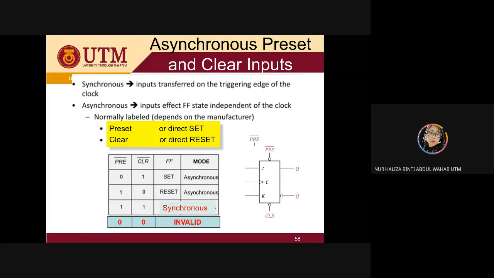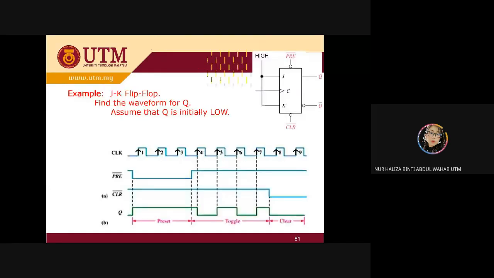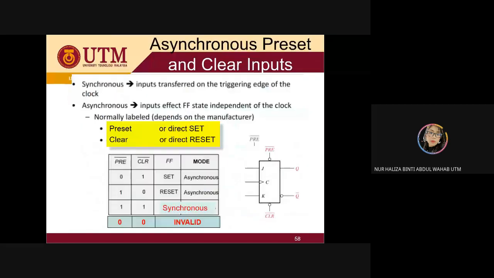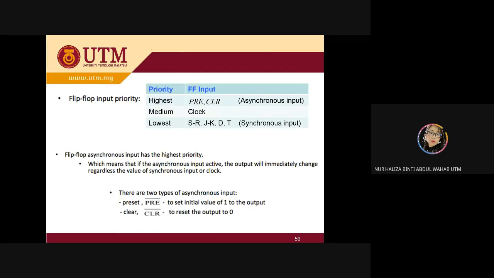So let's proceed with, I think, the last subtopic for synchronized and unsynchronized. You will look into the pre and clear. This is the thing yesterday, if you still remember, I already mentioned about this thing. You're going to have a lot of input. You need to consider your pre and clear. And yesterday I showed you the table, the priority table.